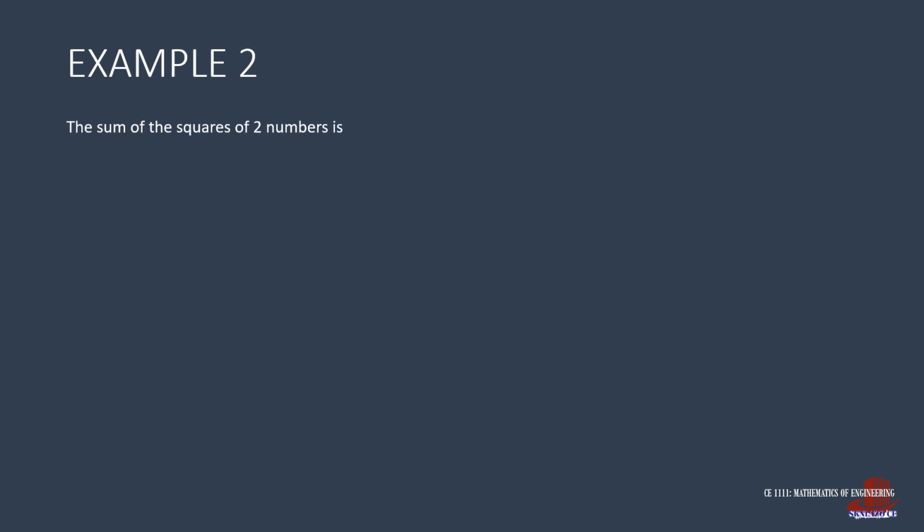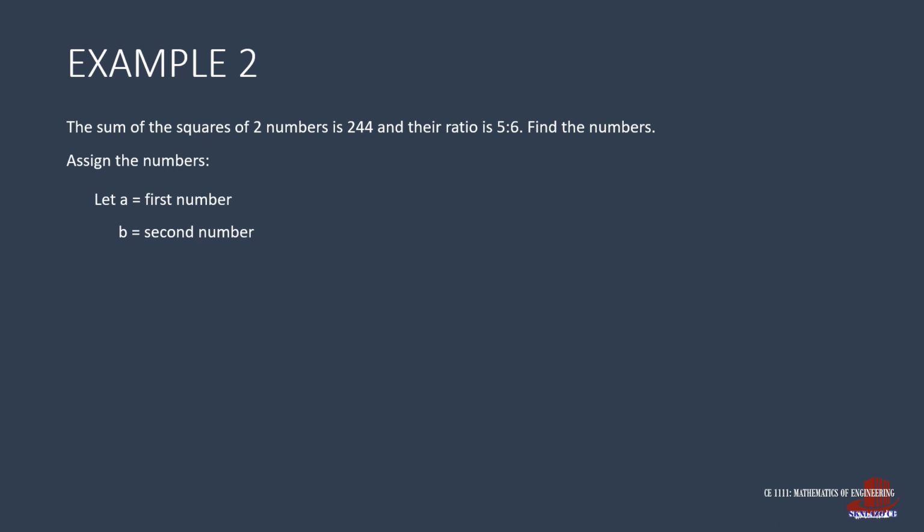The second example is a word problem. It states that the sum of the squares of two numbers is 244, and the ratio is 5:6. We are to determine the numbers. First, we can assign the two numbers as A for the first and B for the second number. From the first condition, it says that the square of A plus the square of B is 244.